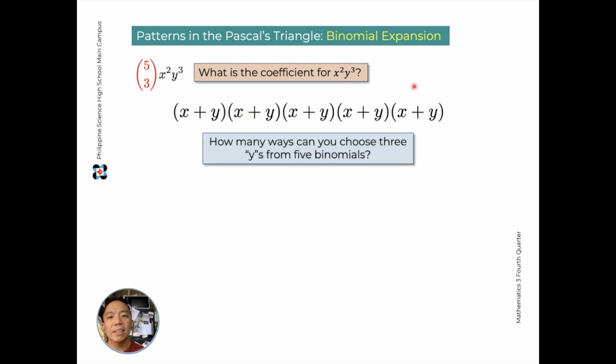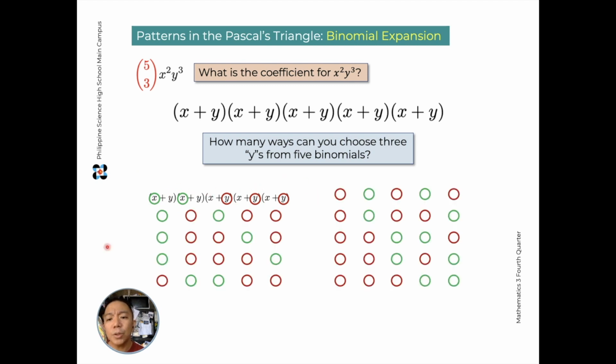So we could rephrase this expression as how many ways can you choose 3 y's and consequently 2 x's from 5 binomials. To help us visualize, what I mean by that is yung x squared y cubed ko, dito ko sa first and second factors kinuha yung x at sa third, fourth, and fifth kinuha yung y. Yung pag-distribute ko nung multiplication ay yung x na to times x times y times y times y. That's how I chose to multiply the terms inside the binomial na minultiply dun sa other binomials.